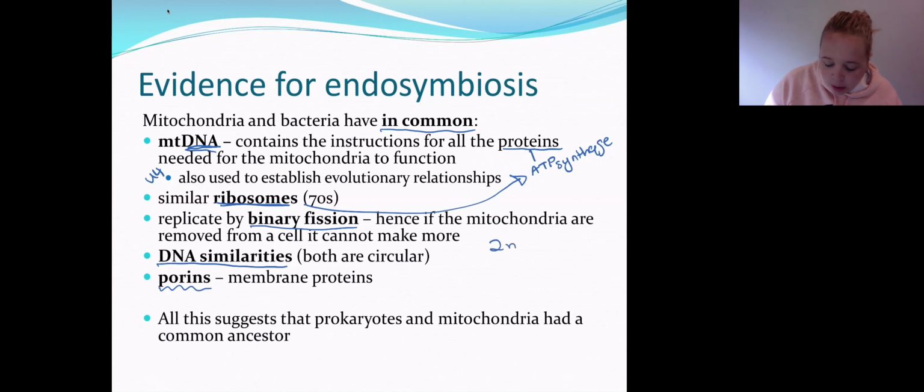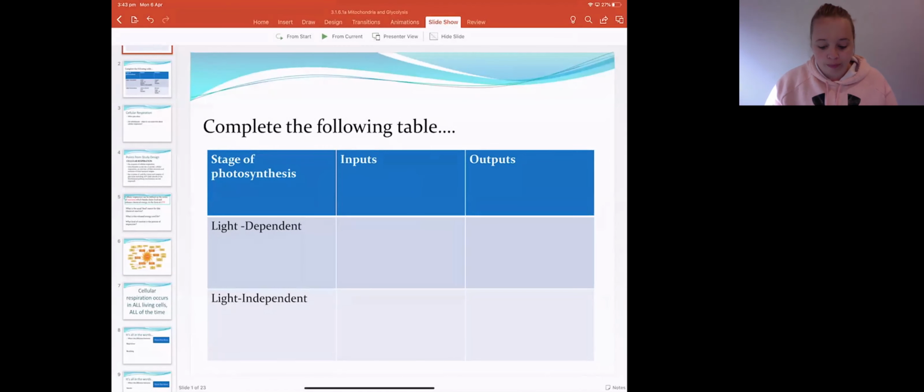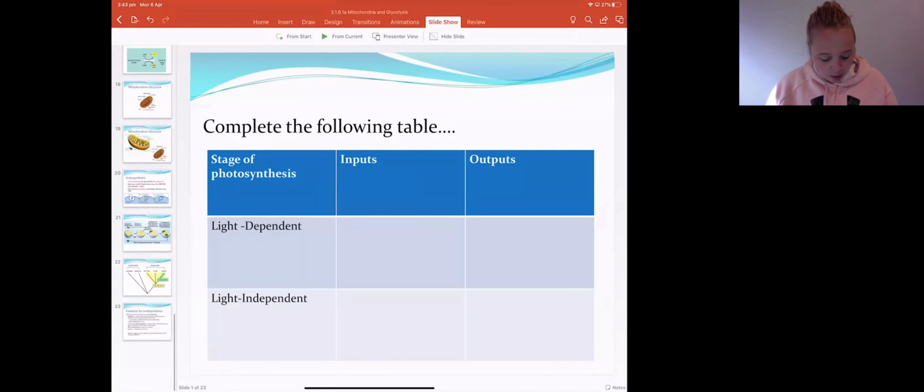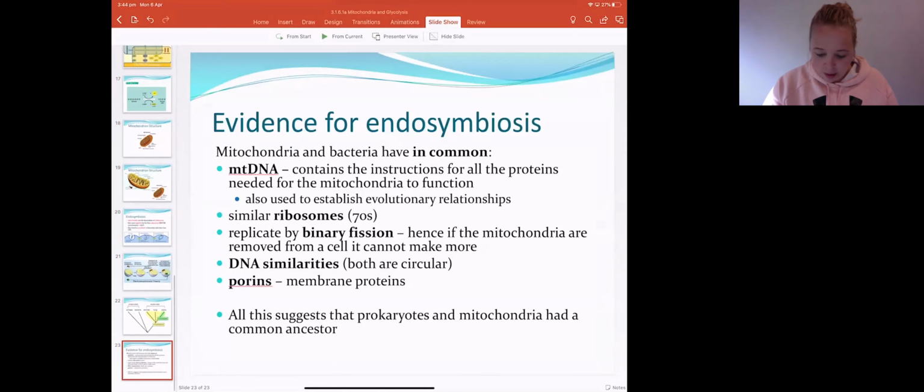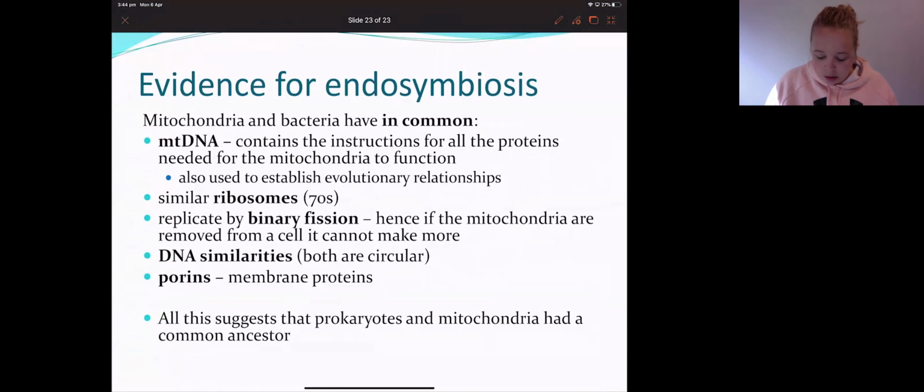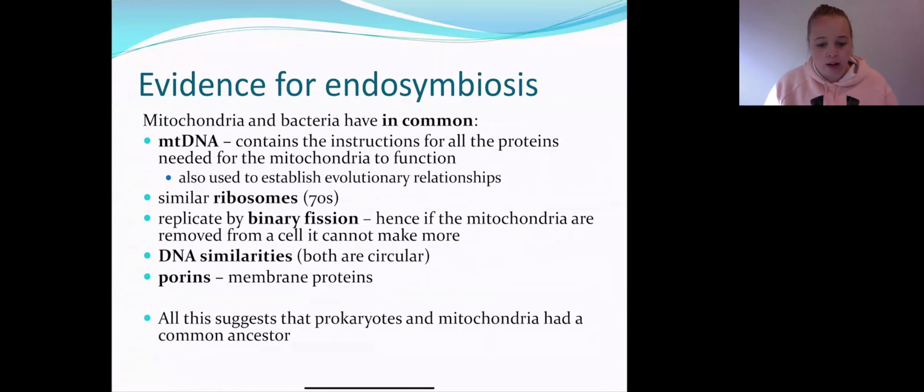Also, you've got 2 membranes. If you've got 2 membranes, that indicates that they were engulfed. Okay. So 2 membranes indicate they're engulfed, and all of these things suggest that the prokaryotes and the mitochondria had a common ancestor.